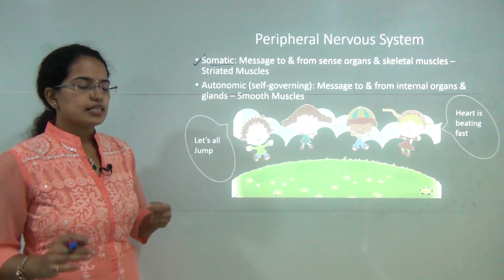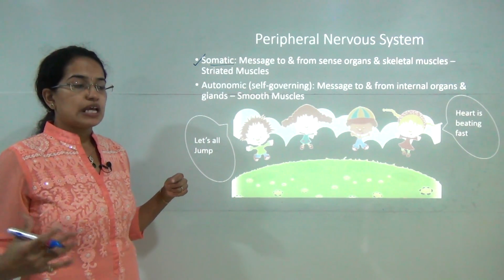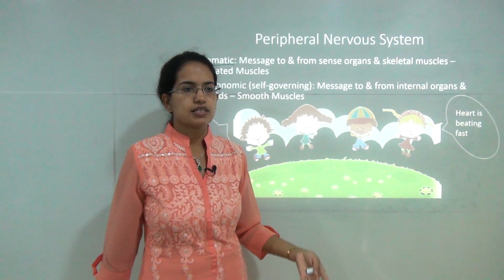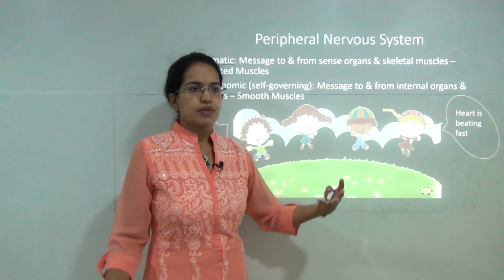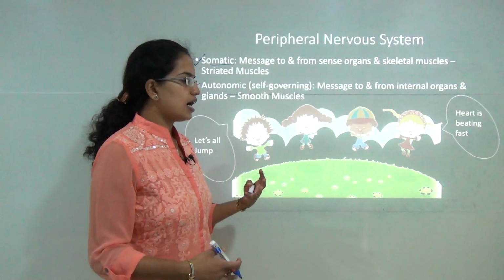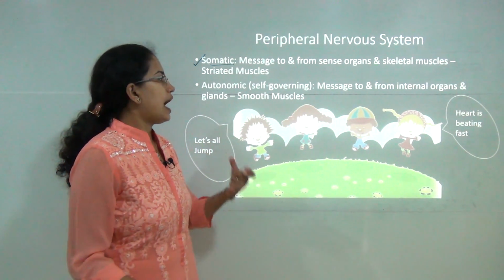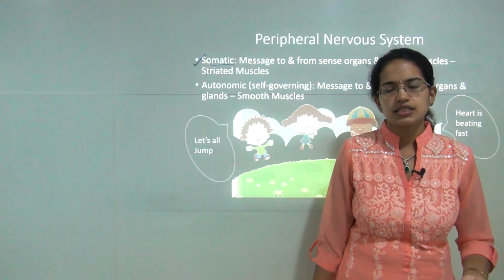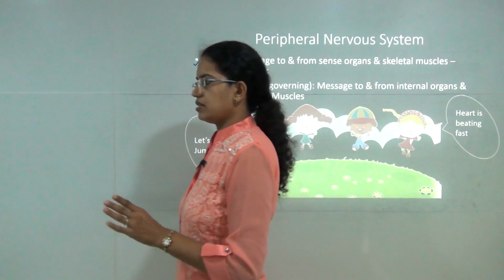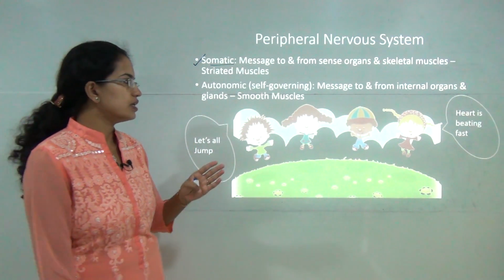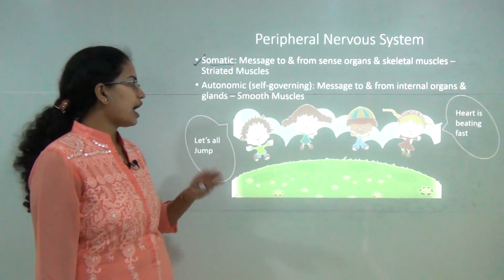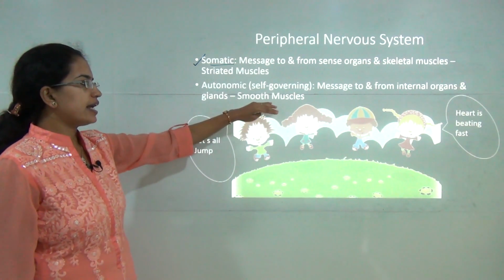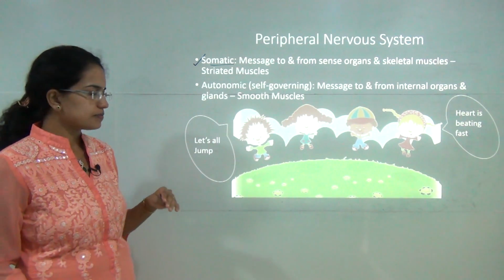On the other hand, there are some phenomena that happen involuntarily. For example, if I am jumping continuously, my heart rate would increase and I might perspire. All these are involuntary actions, also called self-governing actions. Under the autonomic nervous system, messages are delivered to and from the internal organs and the glands. Since they are involuntary in nature, they are controlled by smooth muscles.